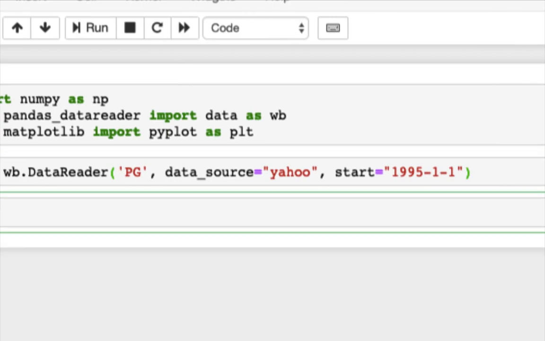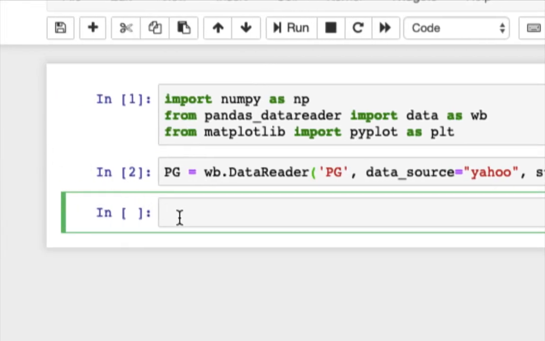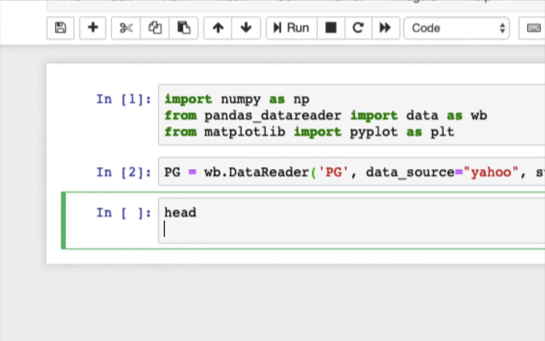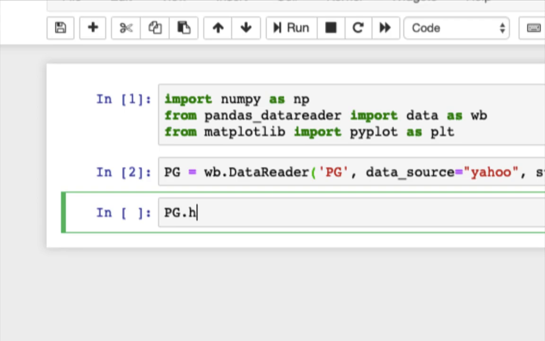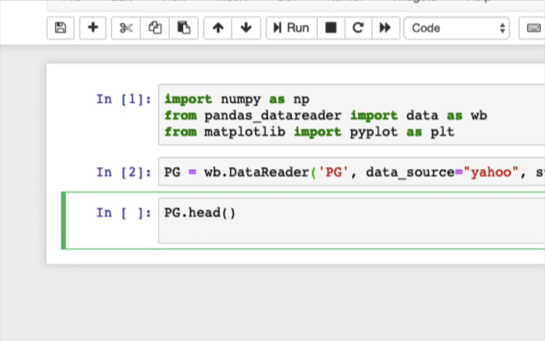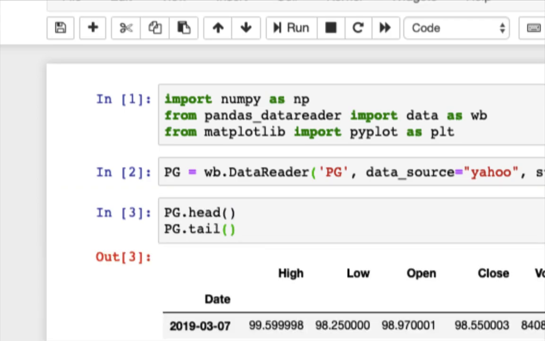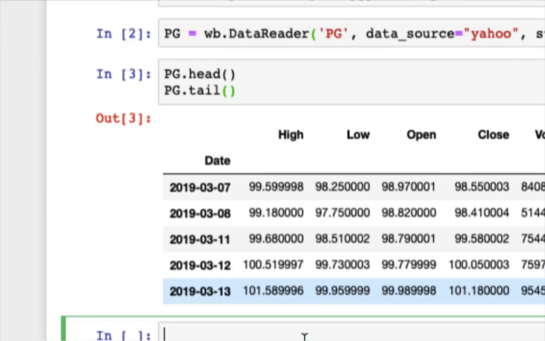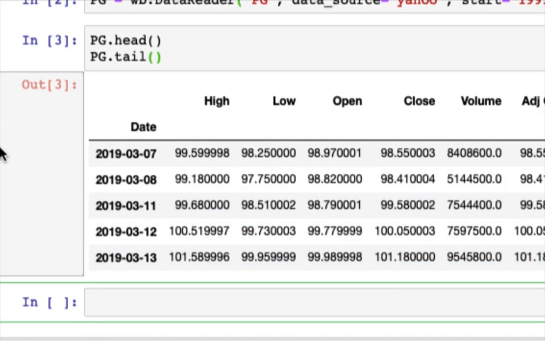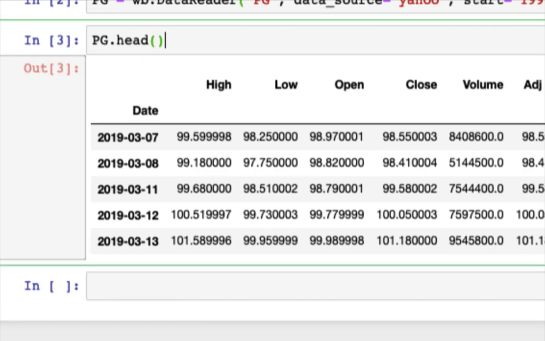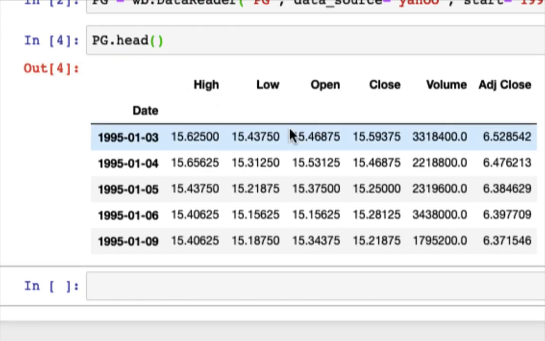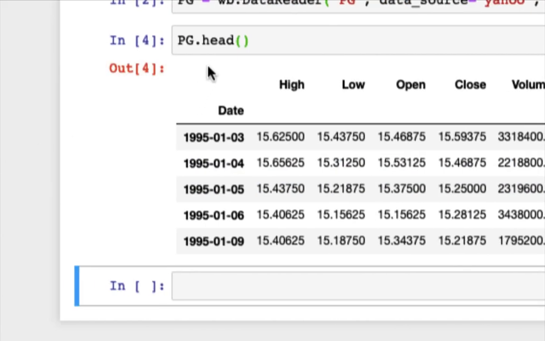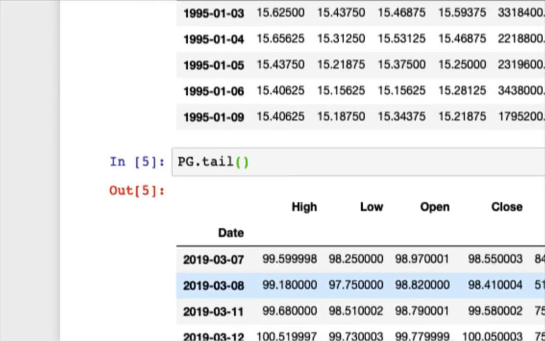Okay, let's see. Done. As usual, we check the head at least. Sorry, the head and the tail. The head. Okay, seems correct. The tail.